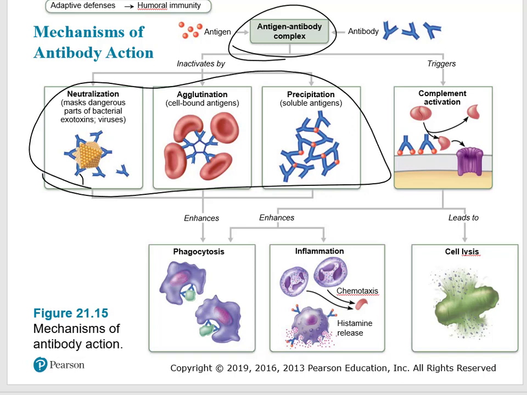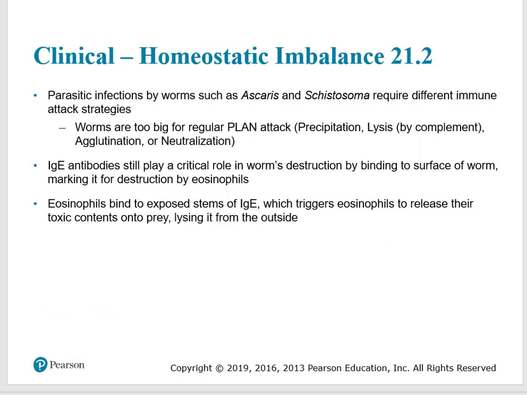Now, what happens to all of these after neutralizing, agglutinating, and precipitating? What happens to the end product after it does that? It ends up getting phagocytosed, contained by inflammation, or undergoing cell lysis itself. So depending on what is happening, whether neutralized, agglutinated, precipitated, or membrane attack complex, you have cell lysis, inflammation, or phagocytosis done. So technically, you have what we call PLAN: precipitation, lysis, agglutination, neutralization. This is basically what happens to your antigen antibody complex after it is formed.